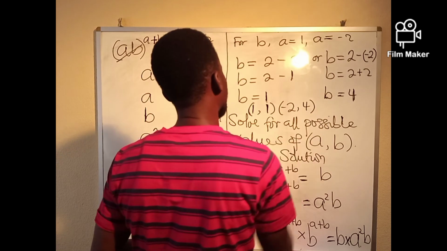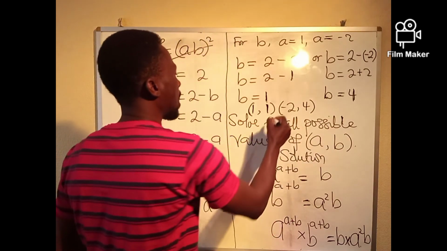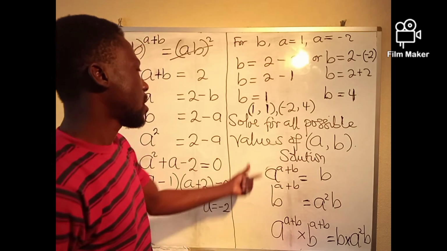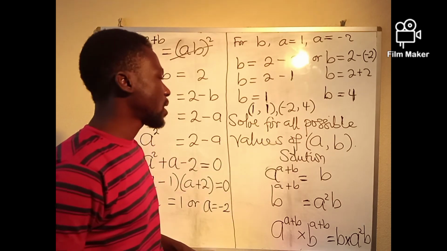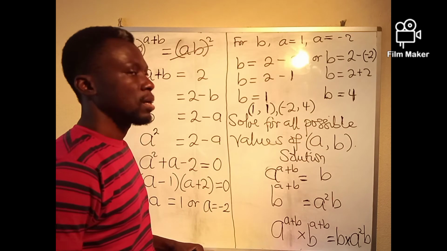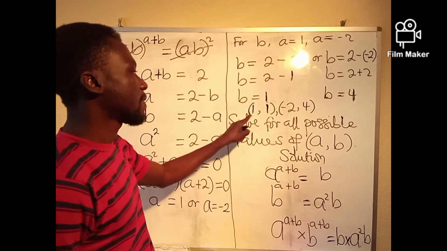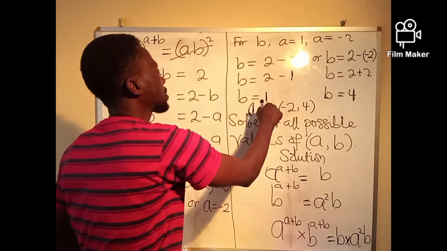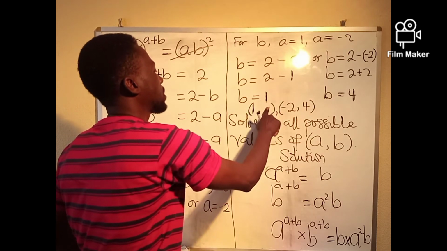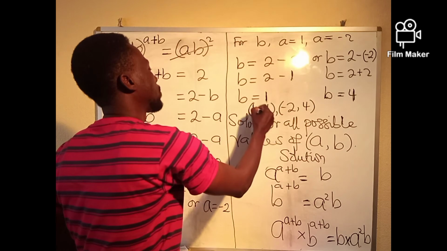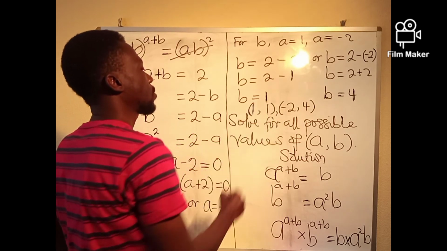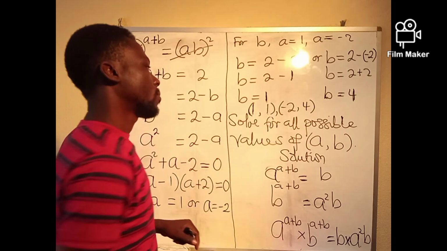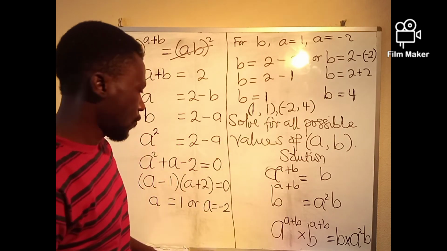So these are the set of all the possible values that we have for a, b. The first values in the set are 1, 1. That means when a is equal to 1, b is equal to 1. And then also when a is equal to negative 2, b is equal to 4.